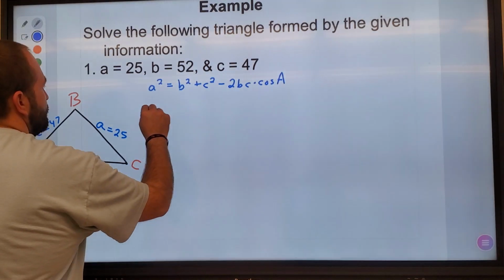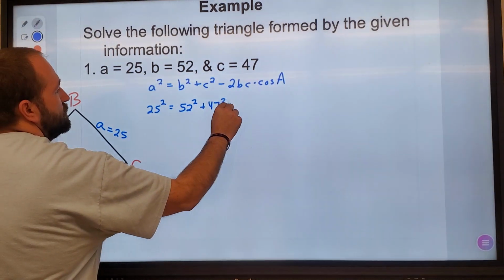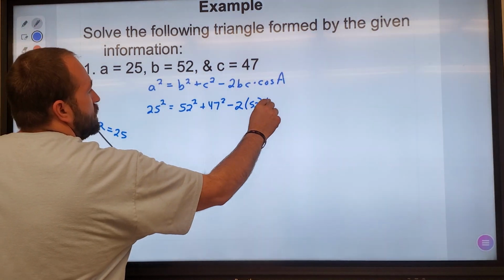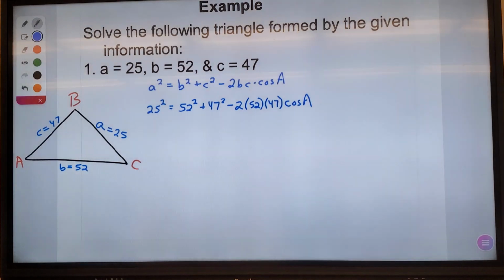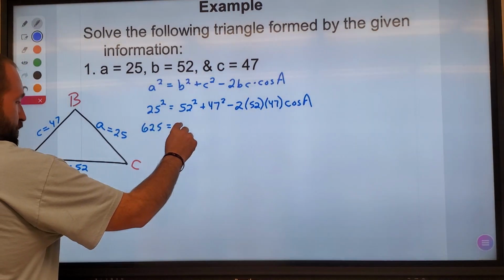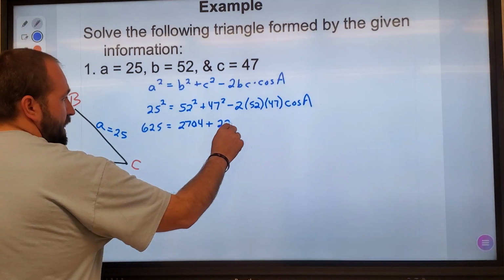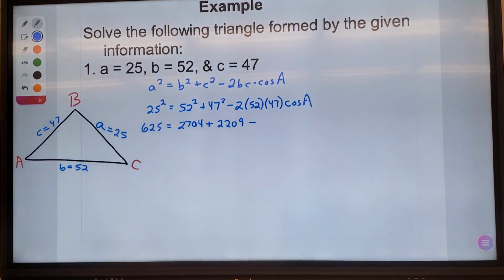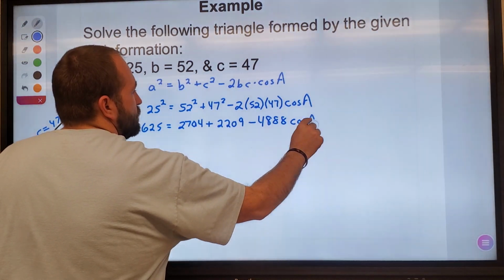25 squared equals 52 squared plus 47 squared minus 2 times 52 times 47 times the cosine of A. 25 squared is 625, which is equal to 52 squared, which is 2,704, plus 47 squared, which is 2,209, minus, and I'm going to go ahead and multiply these out, 2 times 52 times 47 is 4,888, times the cosine of A.